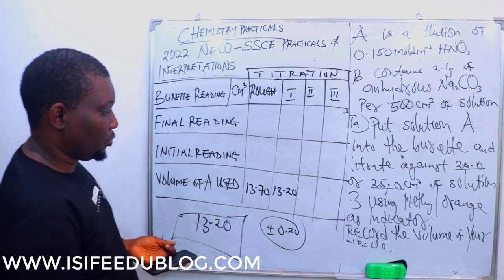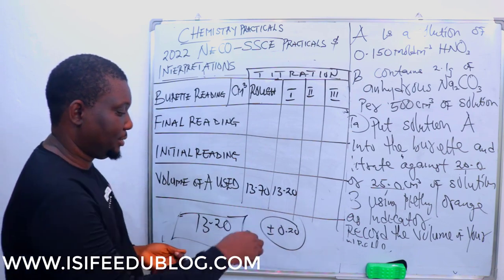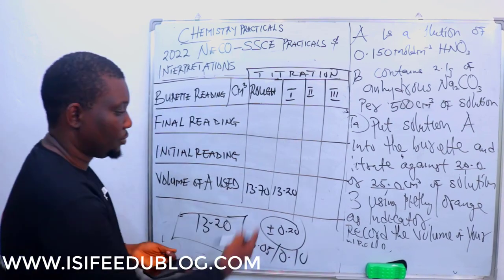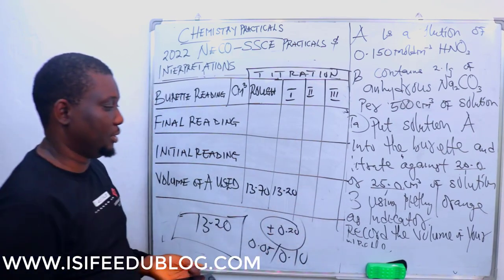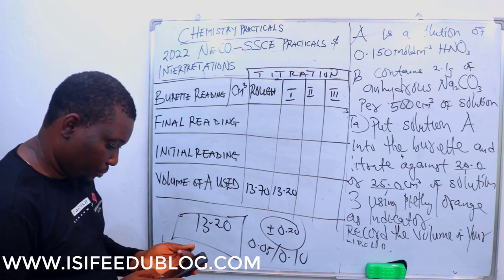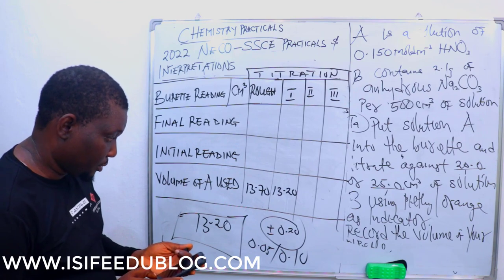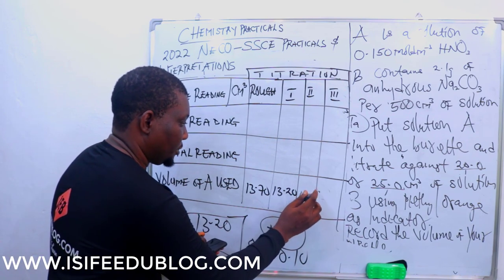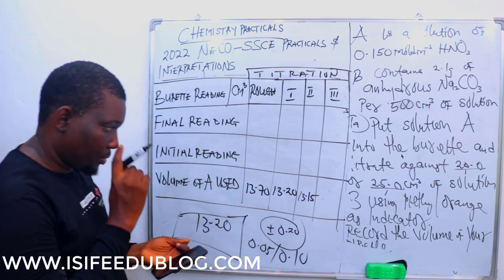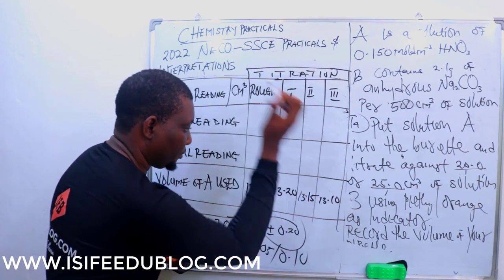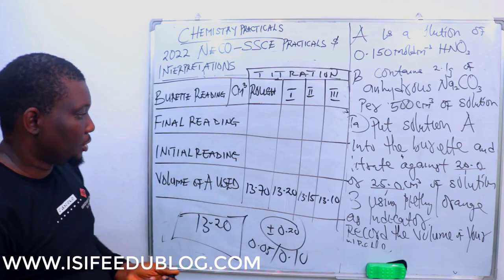So what I will do is to either subtract or add 0.05 or at least 0.10 to what I have here, so I can obtain the two readings. If I subtract, let's say, 13.2 minus 0.05, what goes here will be 13.15. If I do the same here, I can have 13.10. Okay, that is what it is now.